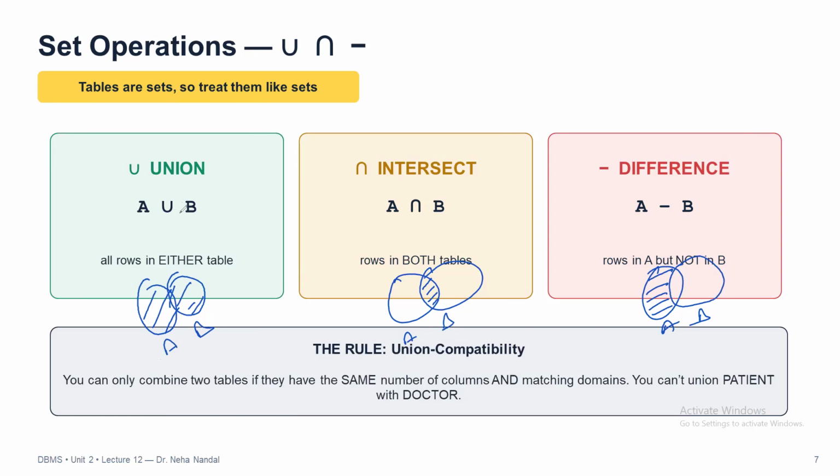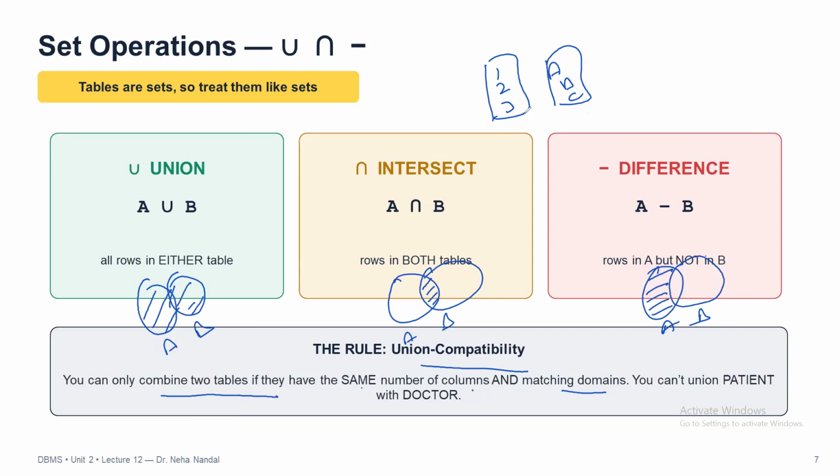Okay, so the rule for union compatibility is that you can only combine two tables if they have the same number of columns and matching domains. Their domain should match. That means if you are combining any two columns, both should be numeric or both should be character. You cannot combine a column having 1, 2, 3 with one having ABC. How will you combine this?